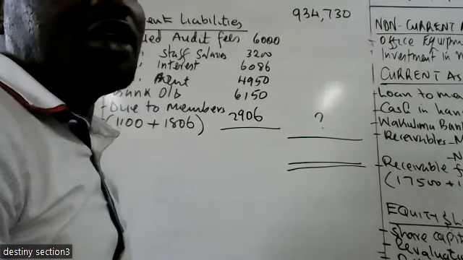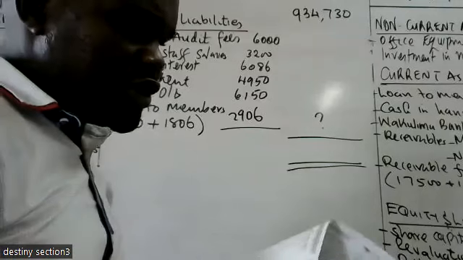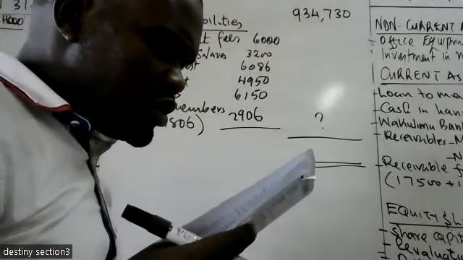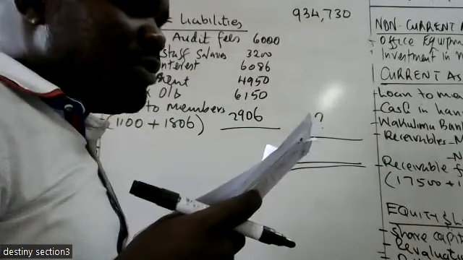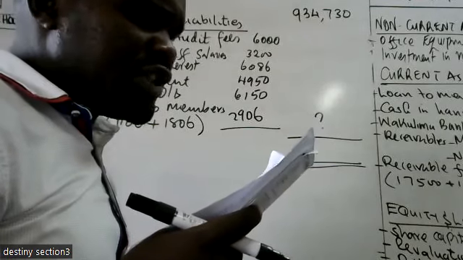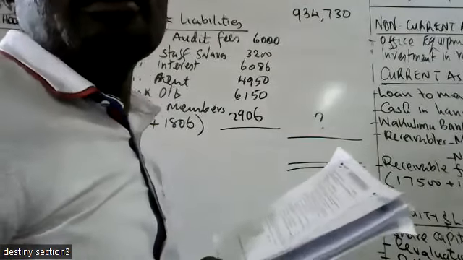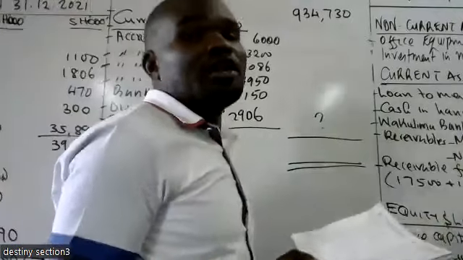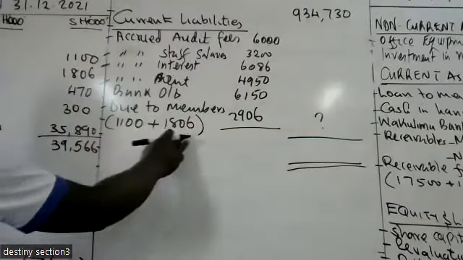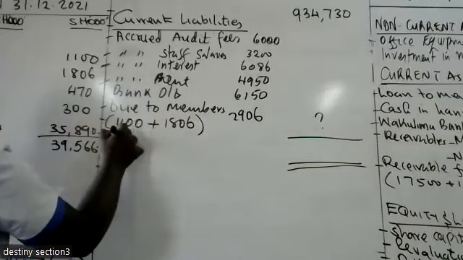There is something I'm seeing in the question called sundry provisions. Have we captured it? Sundry provisions of what? It is 8930. So sundry provisions was not captured. Just bring it here. It's a current liability.